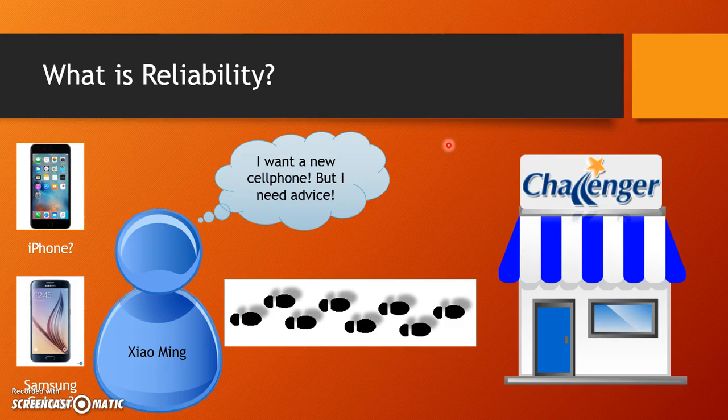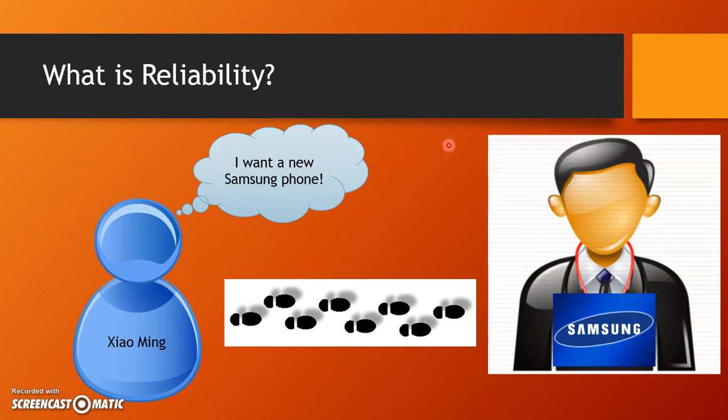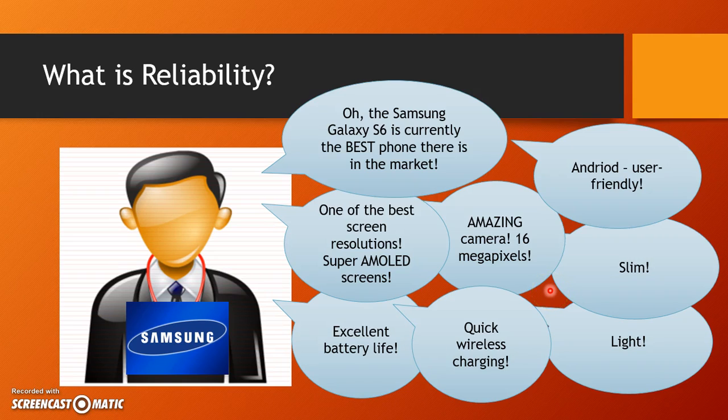So he goes into Challenger and thinks, maybe I should get a Samsung phone. Let me look for a salesman who can promote a Samsung phone to me. The Samsung salesperson said, oh, the Samsung Galaxy S6 is currently the best phone there is in the market. It has one of the best screen resolutions, a Super AMOLED screen, an amazing camera, 60 megapixels, excellent battery life, quick wireless charging. It's also Android, which is very user-friendly, and it is slim and light.